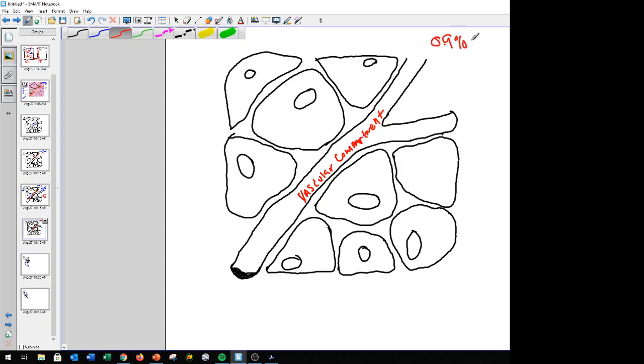0.9% sodium chloride, or NaCl. Okay, that's one. Or you may see it as LR, lactated ringers.